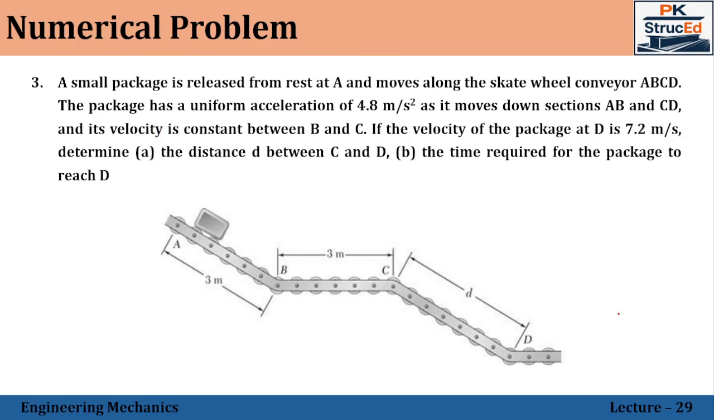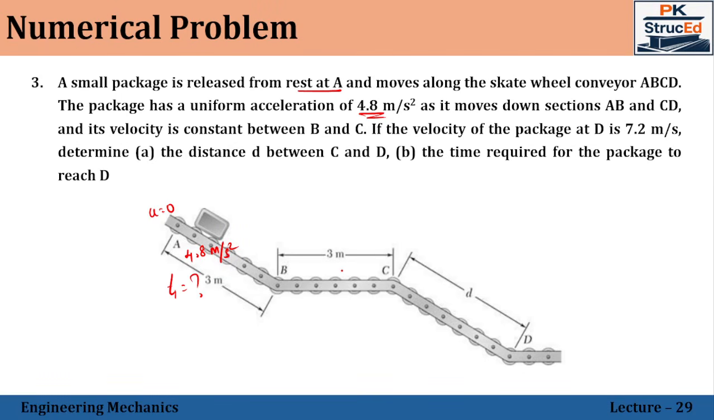So moving on with the third numerical, in which a package starts from rest and passes over a skate wheel conveyor ABCD in 3 different directions. So one is the segment AB, in which we have the data as u is equal to 0 because it starts from rest, and it's going to be traveling with a uniform acceleration of 4.8 meter per second square. So we need to find the time required for this first segment.